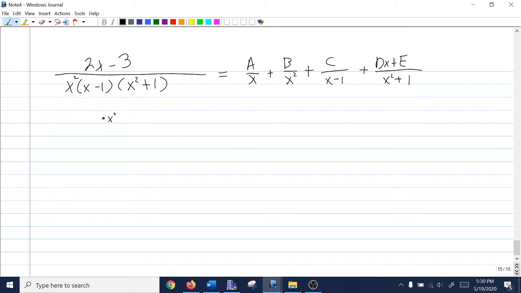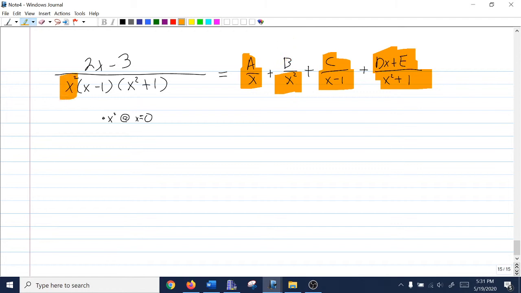If I multiply by x squared and then plug in x equals 0, let's grab my highlighter. When I multiply by x squared, this will have an x, and after I plug in the 0, it goes away. This will have an x squared, plug in 0, it goes away. This will have an x squared, plug in 0, it'll go away. Multiply by x squared, I get b, there's nothing to plug 0 into. Multiply this by x squared, that goes away. Plug in 0, I end up with b on the left-hand side equals 2 times 0 minus 3 is negative 3 over negative 1 times 1. I need to end up with b is 3.